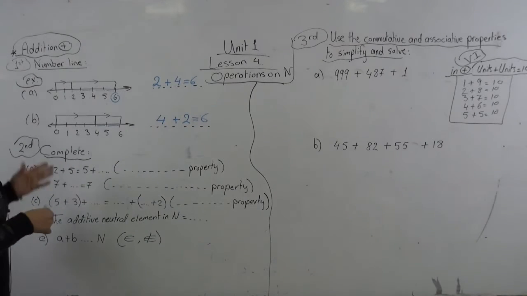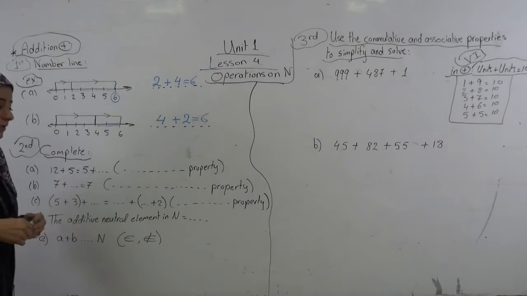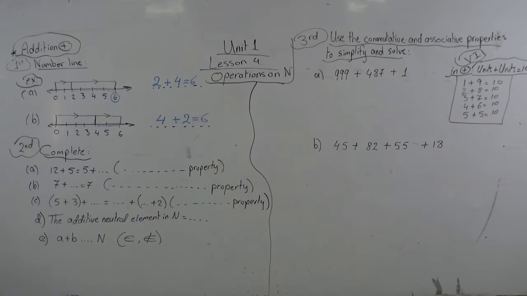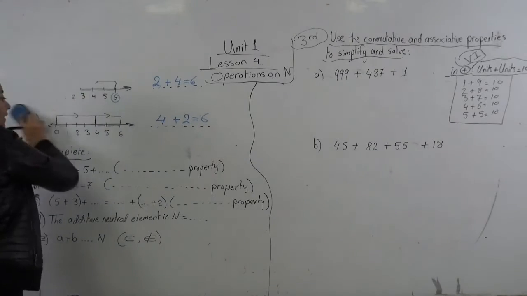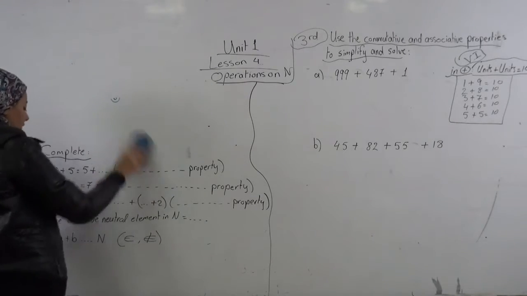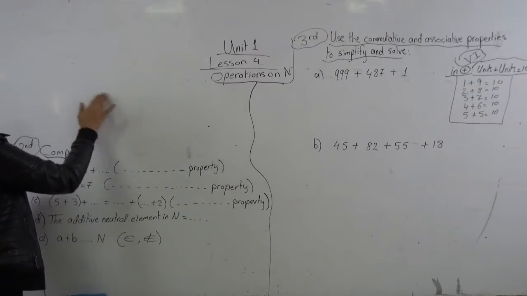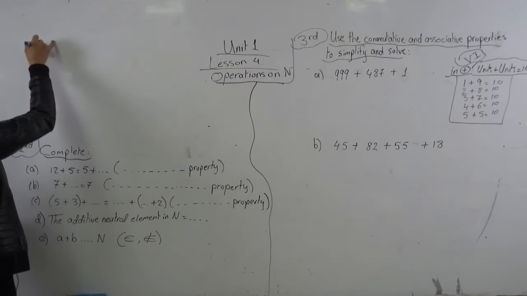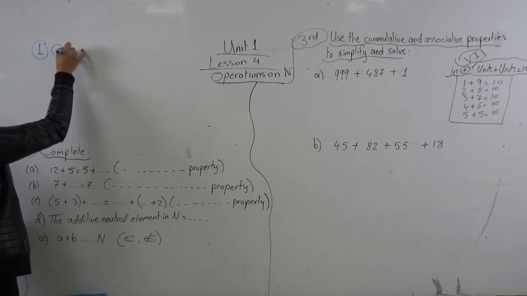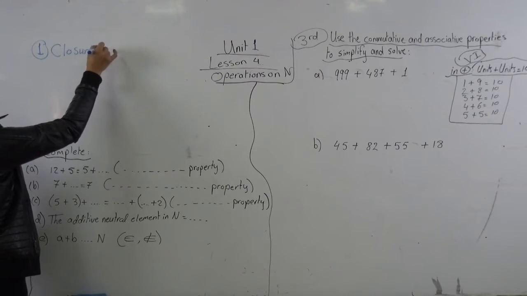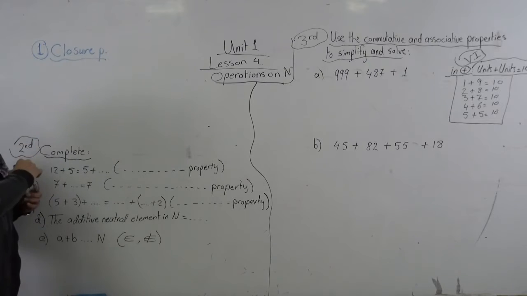Number 2, we are going to speak about the properties of addition. Number 2, let's see the properties of addition. Addition has properties, and I'm going to write them on the board now so we can solve. The first property is called the closure property. What is the meaning of closure property?